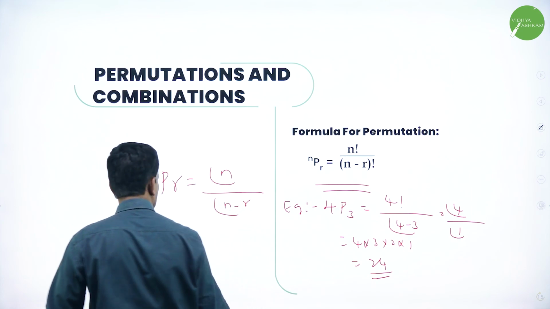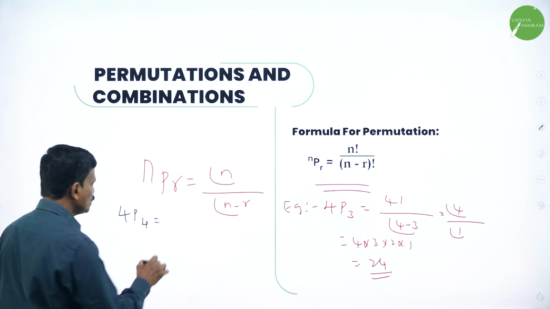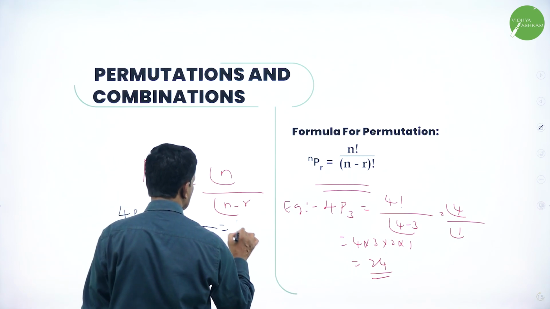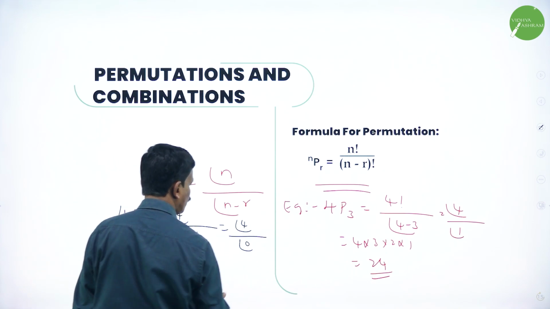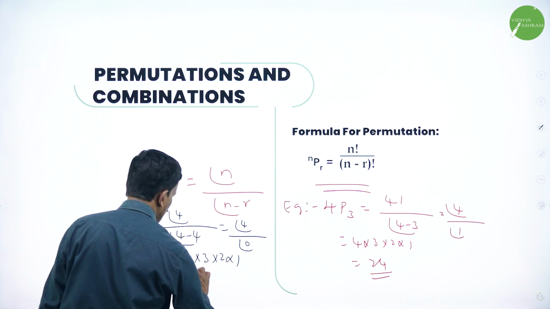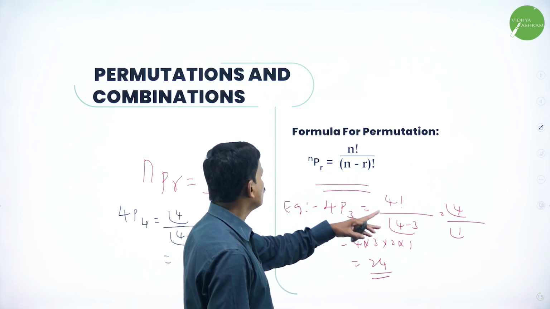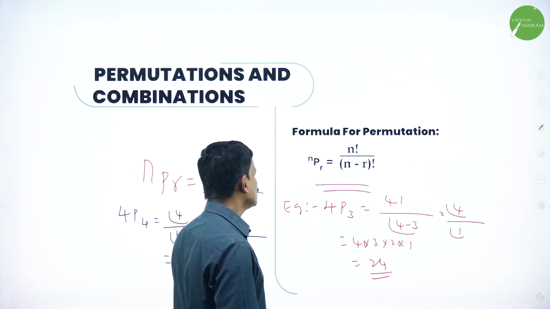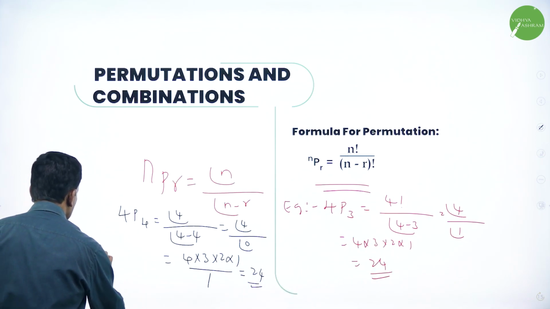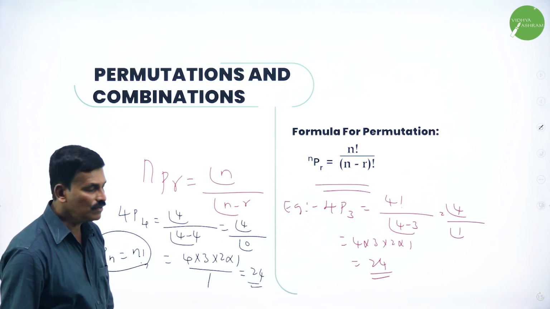Now, let us take one more example. Suppose you want to find the value of 4P4. This is nothing but factorial 4 divided by (4 minus 4) factorial, that is factorial 4 divided by 0 factorial. That's equal to 4 into 3 into 2 into 1 divided by 1, which is 24. So, 4P3, which is 4 factorial divided by 1, is the same as 4P4. That means nPn is always equal to n factorial.